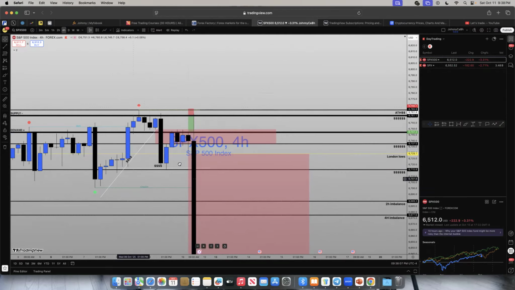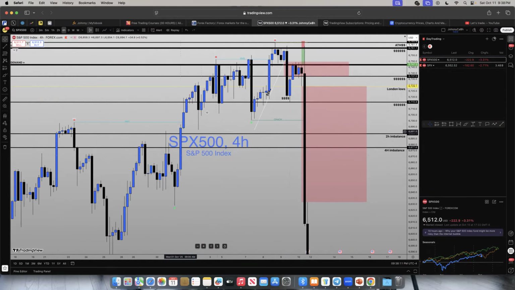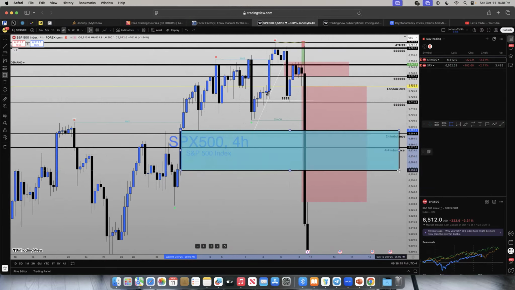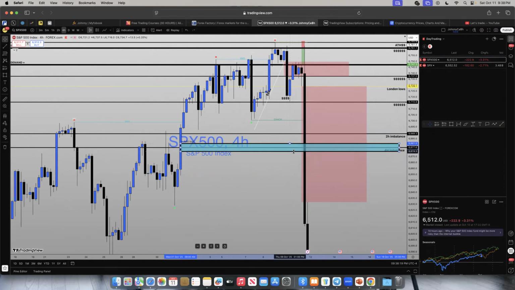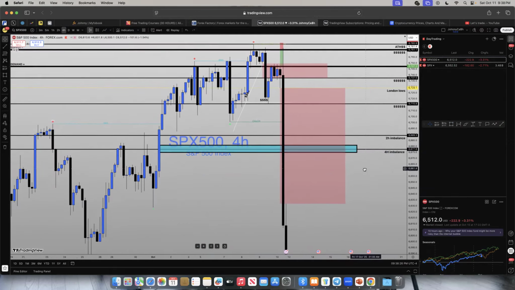could potentially go. Now, I also did notice that we did have a 4 hour imbalance right here. So I'm gonna mark this up for you right here so you can have a better idea. So there was a 4 hour imbalance right here, and 50% of that imbalance was here. Hence why I marked up right here where it says 4 hour imbalance. I always mark up 50% of it.